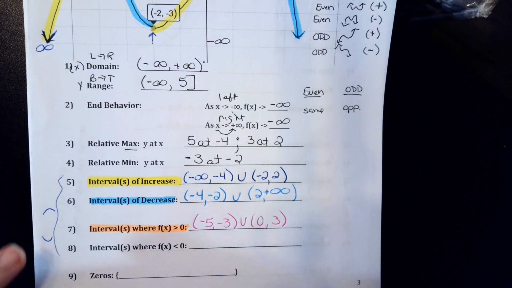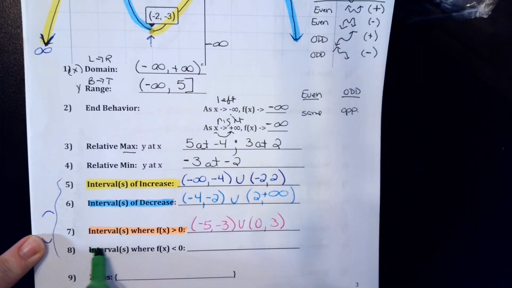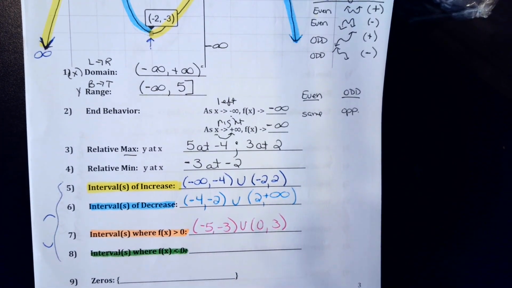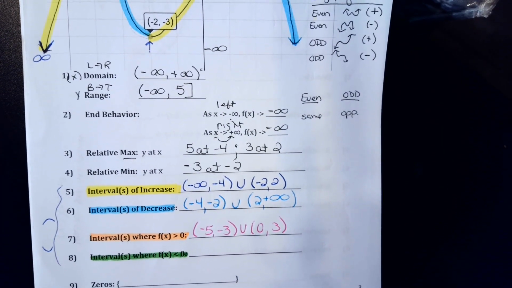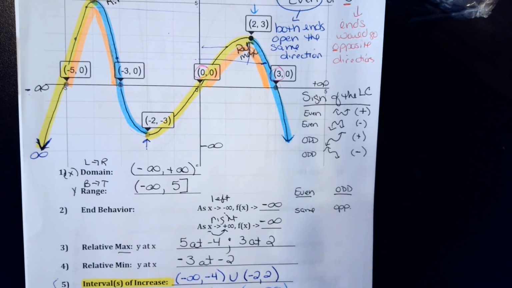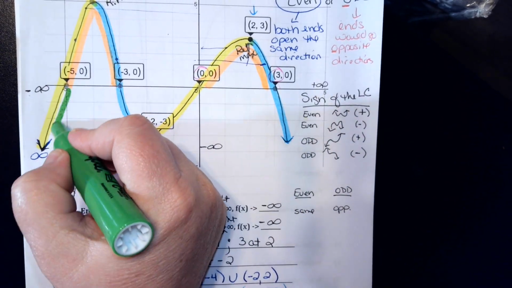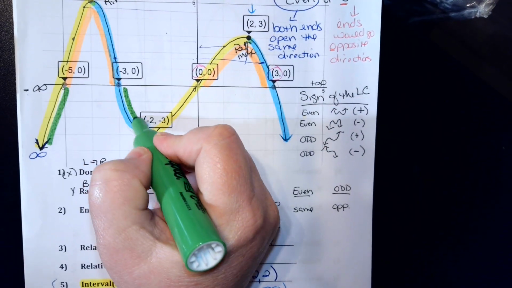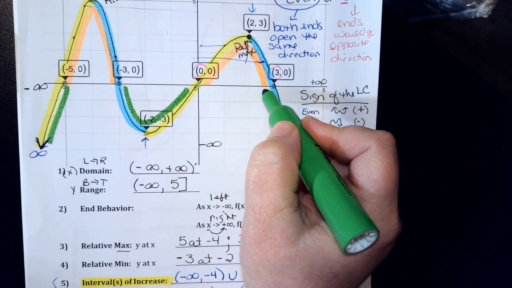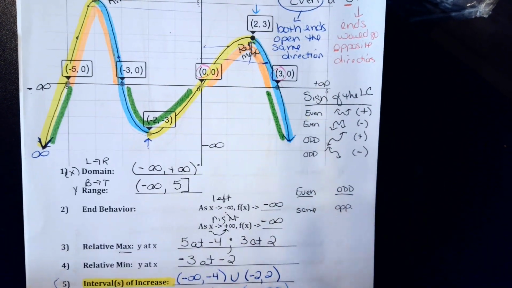All right, and then our last interval to look at is where f of x is less than 0. So we're looking for the y values to be negative. Okay, so that's any piece of the graph that's below your x-axis. So it would be this piece right here, this piece right here, and this piece right here.